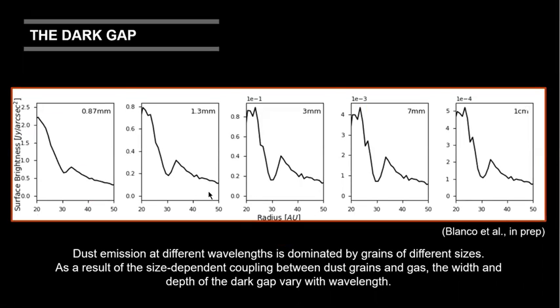So here we have a panel of surface brightness radial profiles. Each of these corresponds to a specific wavelength as indicated in the upper right-hand corner. You'll notice that both the width and the depth of the gap vary with wavelength. At 0.87 millimeters, for example, it's a very shallow gap, while at 1 centimeter, it's a wide, deep gap. This wavelength dependence is primarily a result of the size-dependent coupling between dust grains and gas, since dust emission at different wavelengths is typically dominated by grains of different sizes. So larger grains are more cleared out from the gap when compared to smaller grains.